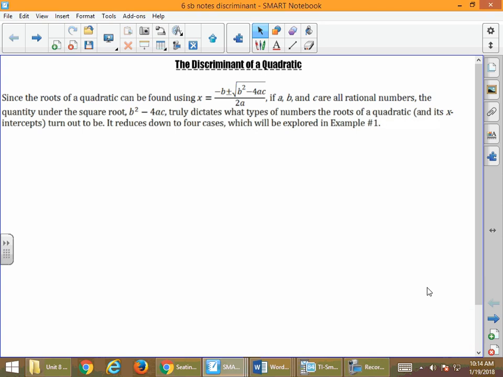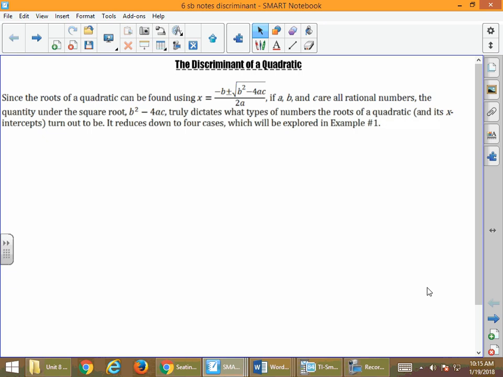Today we're going to be looking at the discriminant of the quadratic, and as we look at that sentence up on the board, we see that since the roots of the quadratic can be found using the quadratic formula, if a, b, and c are all rational numbers, the quantity underneath the square root, which is b squared minus 4ac, tells us how many roots we're going to get and what kinds of roots we're going to get.